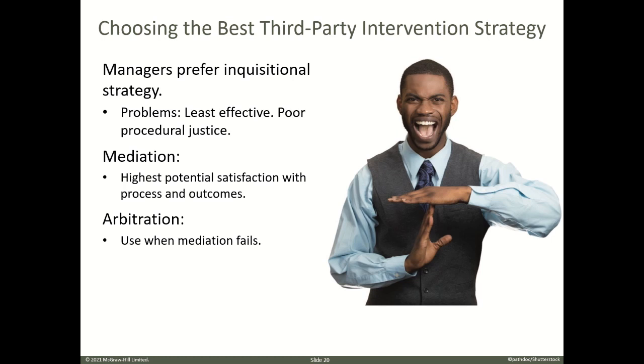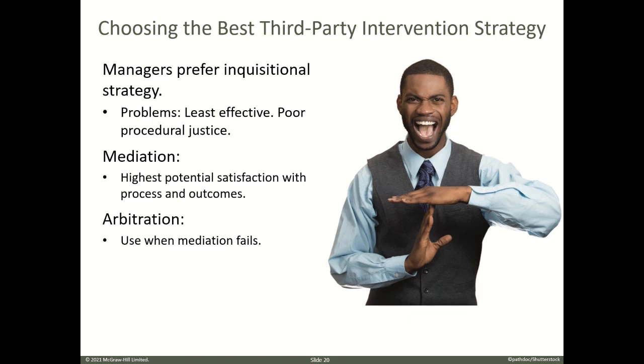Okay, what is the best way? Choosing the best third party intervention strategy. Managers prefer inquisitional strategies. The problem is that it is the least effective and has poor procedural justice. Why? No doubt, in the company the manager is going to prefer inquisitional strategies to resolve problems, right? That is consistent with the decision-oriented nature of the managerial job, but it is usually the least effective third party conflict resolution method and conflicts with procedural justice principles. They will just be getting more and more information, but it's not a right or perfect way. Sometimes it can be used.